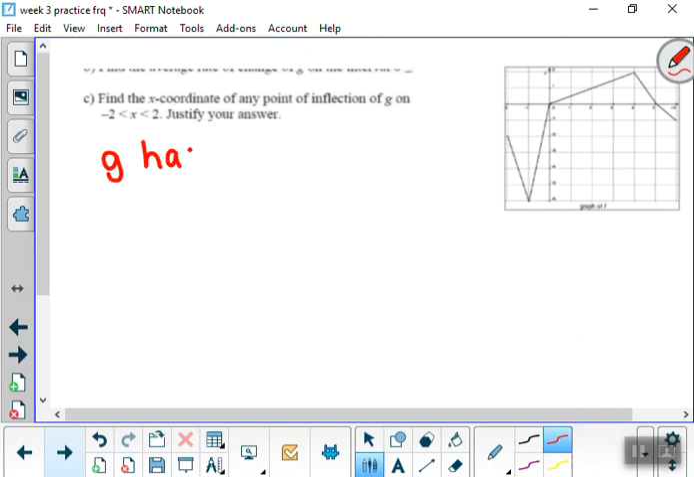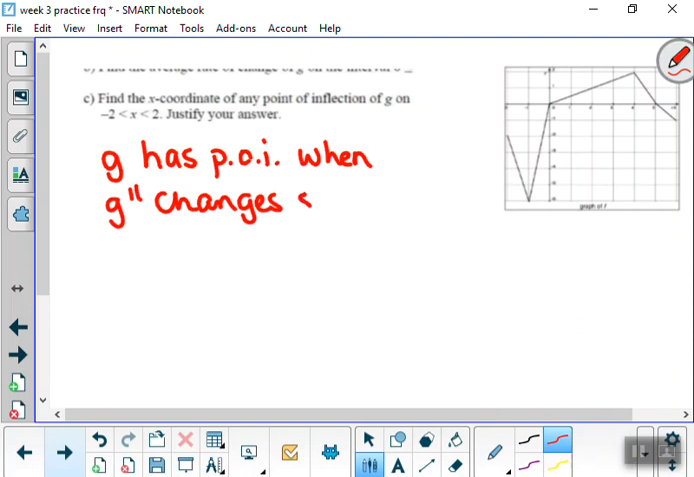G has points of inflection when G double prime changes sign. Okay, so that's the first thing you're going to say. If I want points of inflection from G, I need G double prime changing sign.